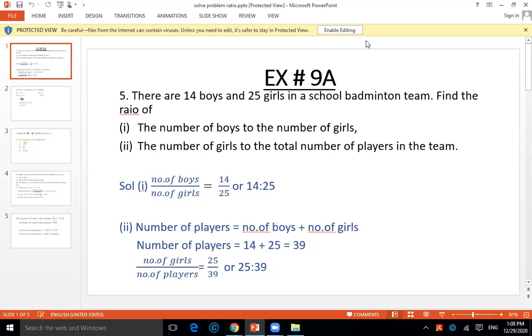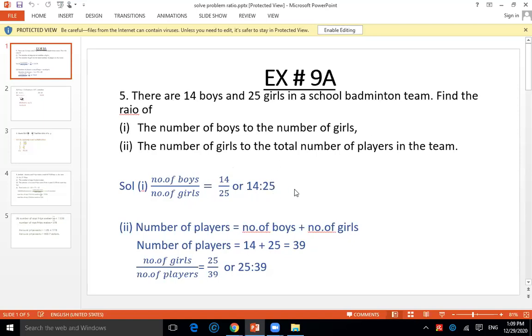number of girls. So whatever is written first, that is boys, will be in the numerator, and whatever is second, which is girls, will be in the denominator. तो हम यहाँ पे क्या करेंगे, नंबर ऑफ बॉयज डिवाइडेड बाय नंबर ऑफ गर्ल्स हमने लिख लिया, क्योंकि यहाँ पे हमने रेशियो निकालना है. सो 14 डिवाइडेड बाय 25, 14 बॉयज हैं, गर्ल्स 25 हैं. So 14 upon 25, or you can write 14 is to 25.